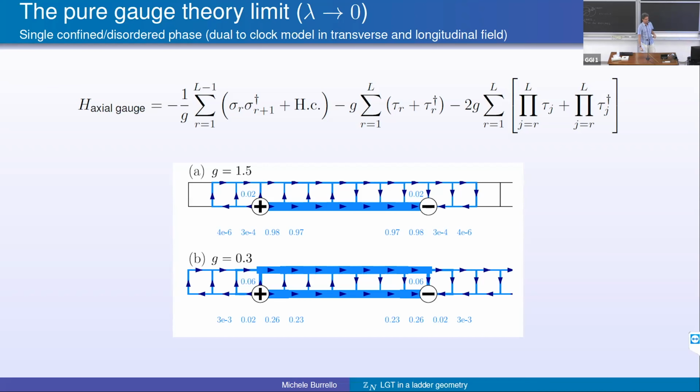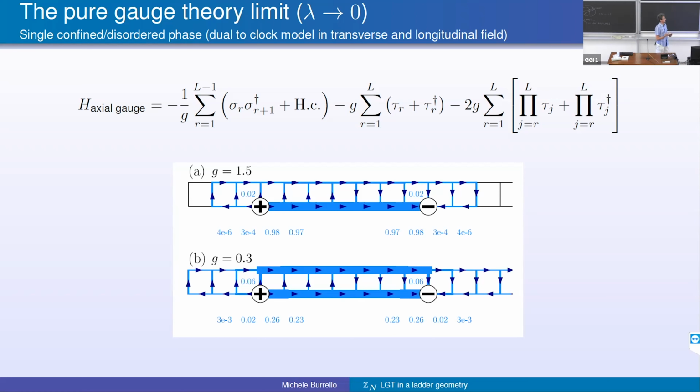So here I have essentially a quantum clock model plus an additional term that corresponds to disorder operators. It's easy to see that this behaves like a model with a single gapped phase as long as G is not equal to 0. So for any G different from 0, I have the same thermodynamic phase. And this can be understood as a confined phase.